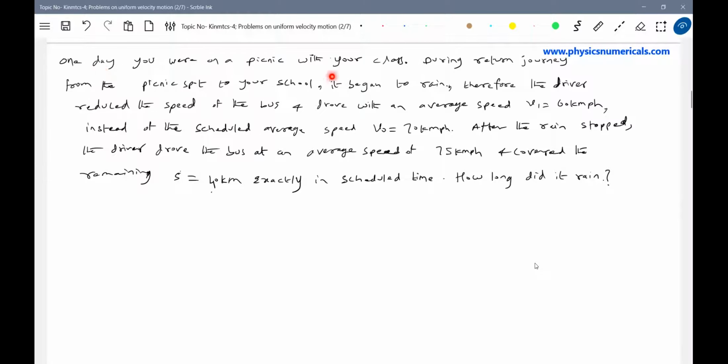One day you were on a picnic with your class. During the return journey from the picnic spot to your school, it began to rain. Therefore, the driver reduced the speed of the bus and drove with an average speed V1 of 60 km per hour instead of the scheduled average speed of 70 km per hour. After the rain stopped, the driver drove the bus at an average speed of 75 km per hour and covered the remaining 40 km exactly in the scheduled time. How long did it rain?